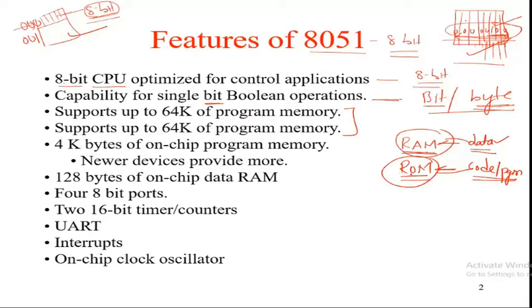Why? Because for the reutilization of this ROM, we have the erasability feature also. So that's why this ROM can be used for loading your instructions. Once the application is over, as we can erase the program in that ROM, we can reuse that memory for one more application. So that's why ROM is only meant for the code or the program memory.